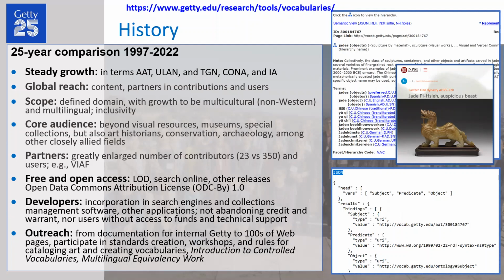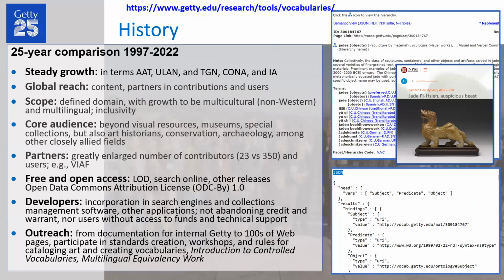Our number of partners has greatly enlarged from our original set of contributors, around 23 institutions, to now over 350. The data is now free and openly accessible through LOD and other formats under the Open Data Commons Attribution License. Developers have used the vocabularies in a number of ways, in search engines and collection management software, many other applications, but we haven't abandoned certain core values for giving credit and warrant for each of the terms and to provide access to those users who don't have access to funds and great technical support as well.